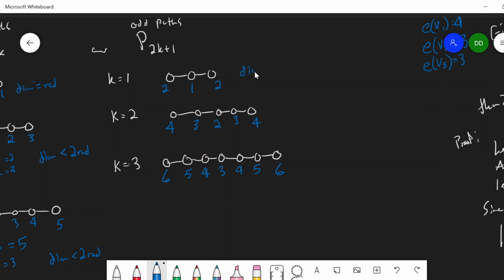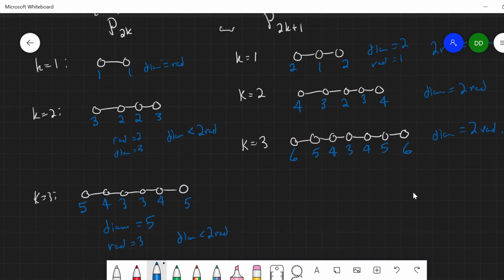So here we have the diameter of the graph is 2. Radius is 1. And so twice the radius is equal to the diameter. Again, here this is diameter 4, radius 2. So again, the diameter is twice the radius. And same thing down here. Diameter is 6, which is twice the radius 3.